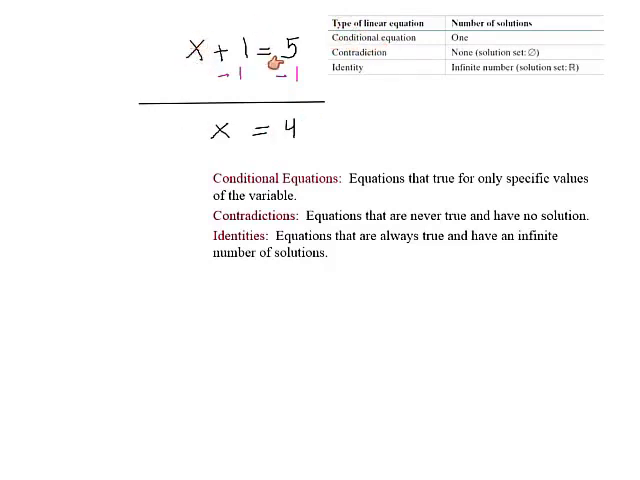So this was the example we were looking at: x plus 1 is equal to 5. If I subtract 1 from each side of the equation, I get x equal to 4. As you can see, if I take this number here, 4, and plug it back into this equation, it makes sense: 4 plus 1 is equal to 5. And here it is: conditional equation, one solution.